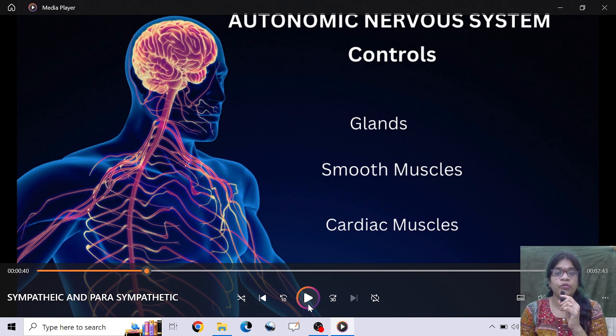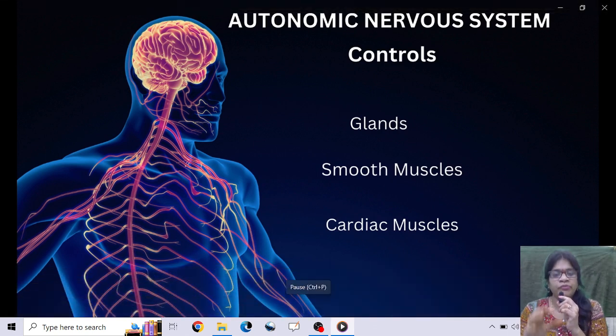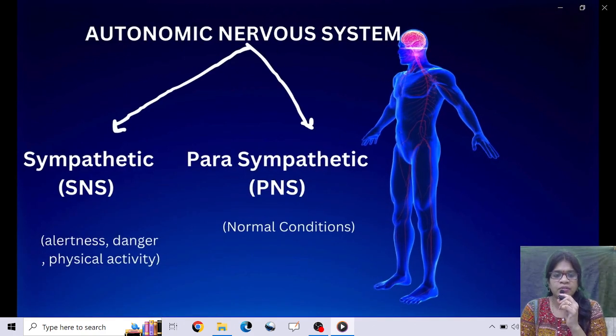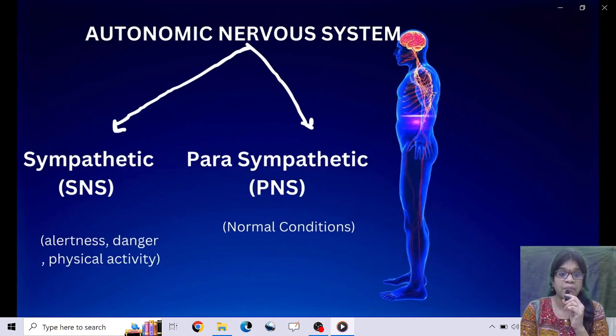Now see what the functions are and what the autonomic nervous system actually controls in your body. It helps in the control of gland release, like hormonal release, and the smooth muscle movement and the cardiac muscle movement are all under autonomic nervous system control. Now we'll also discuss the types of autonomic nervous system, their functions, and also the differences. The autonomic nervous system is mainly divided into sympathetic and parasympathetic.